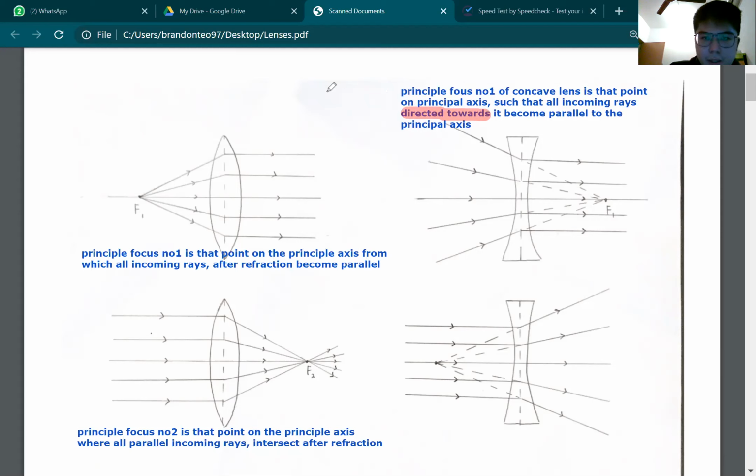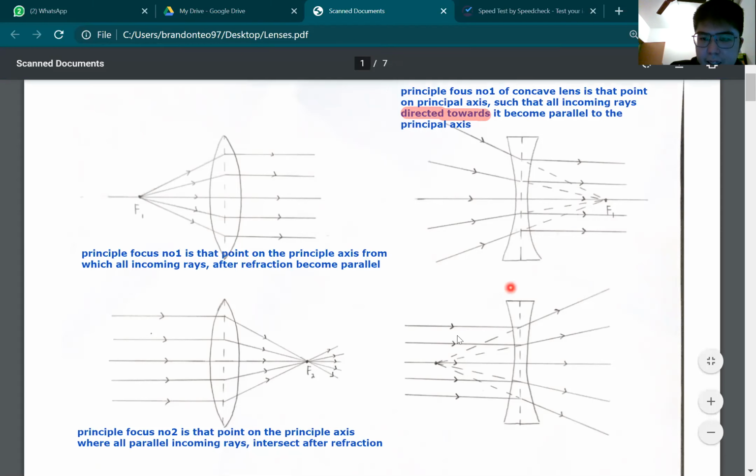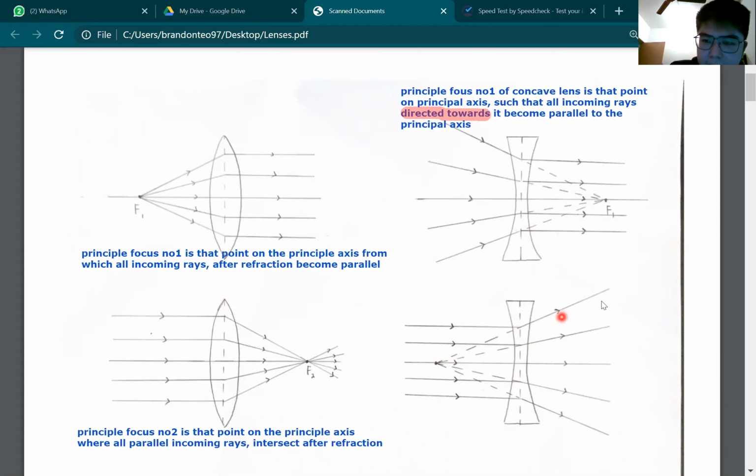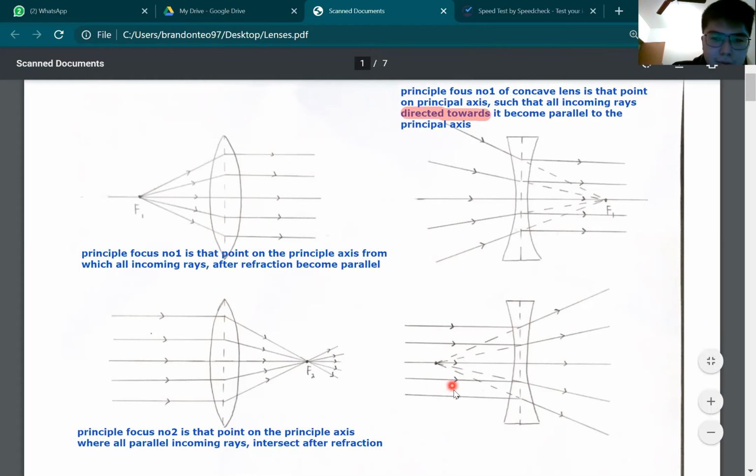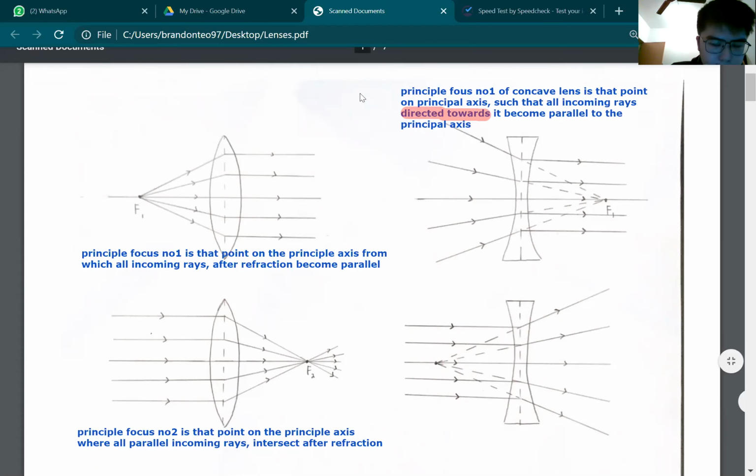Okay, now last one, the last diagram, again, the second principal focus of the concave lens. Okay, so any incoming parallel light rays passing through the concave lens, they diverge, right? They will diverge. Now, these diverge, they are not focusing on one point. They diverge as it seems like they are coming from the focus point, this one, which we call the focus point number two.